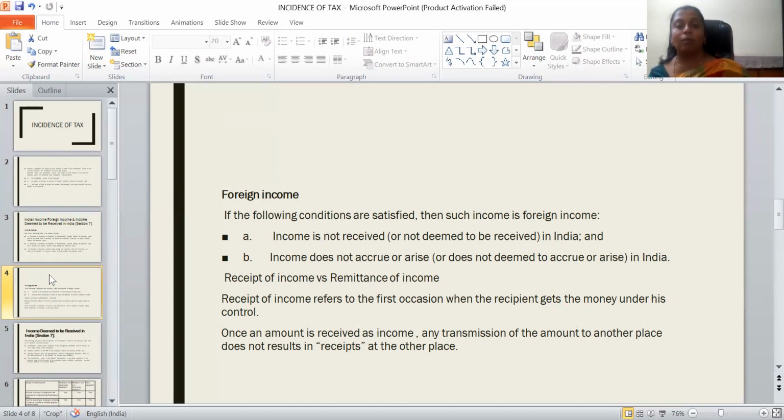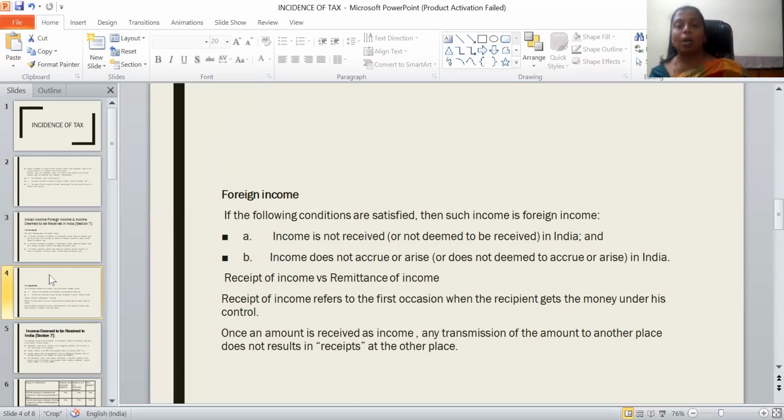Receipts of income versus remittance of income. What is receipt of income? Receipt of income refers to the first occasion when the recipient, the person who is receiving, gets the money under his control.